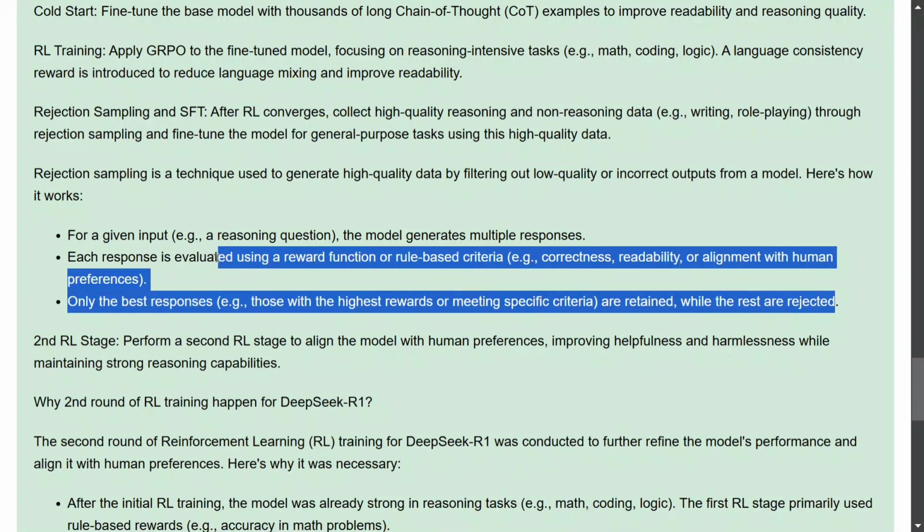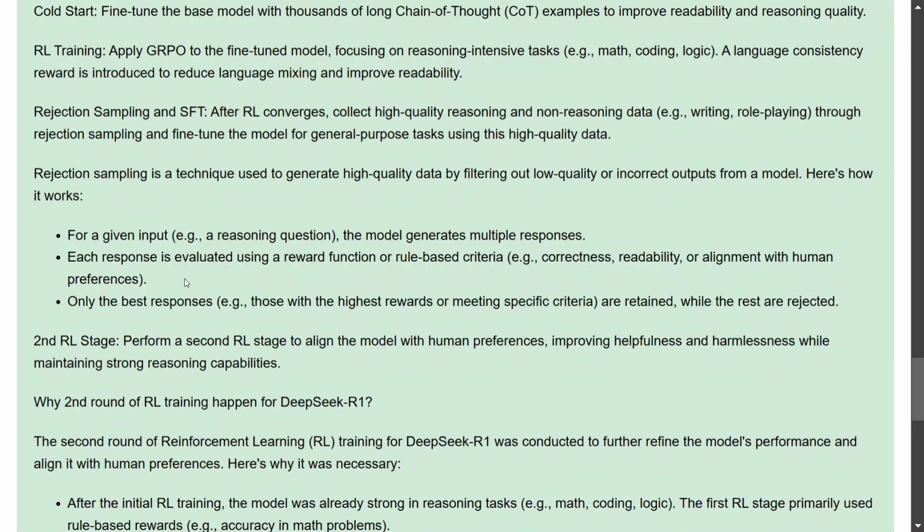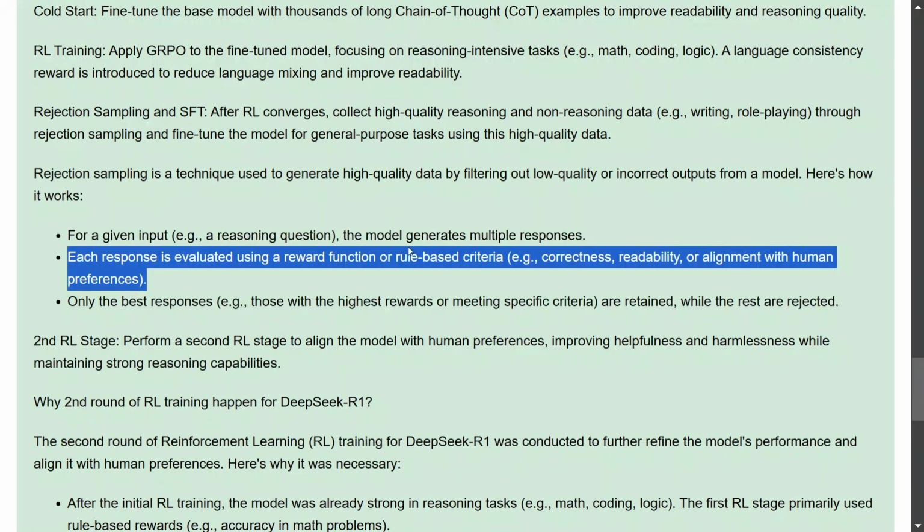As you can read here, what is rejection sampling? For a given input, the model generates multiple responses. Each response is evaluated using a reward function or rule-based criteria, whatever. So that criteria, what you call a good answer or a bad answer, depends upon the team. Only the best response is taken.